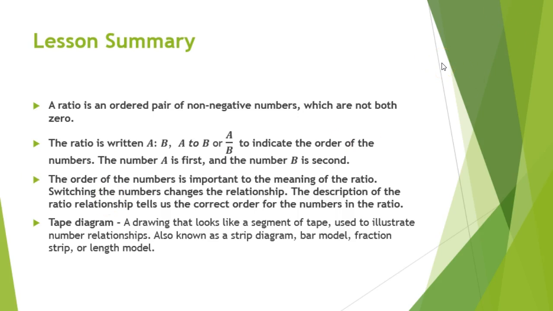And in summary, a ratio is an ordered pair of non-negative numbers which are not both 0. The ratio is written A colon B, A to B, or A over B to indicate the order of the numbers. The number A is the first and the number B is second. And the order of the numbers is important to the meaning of the ratio. Switching the numbers changes the relationship. The description of the ratio relationship tells us the correct order for the numbers in the ratio. Tape diagrams, a drawing that looks like a segment of tape used to illustrate number relationships, also known as a strip diagram, bar model, fraction strip, or length model.